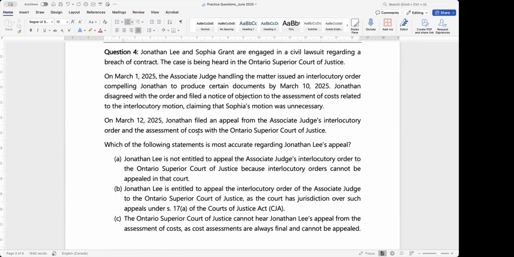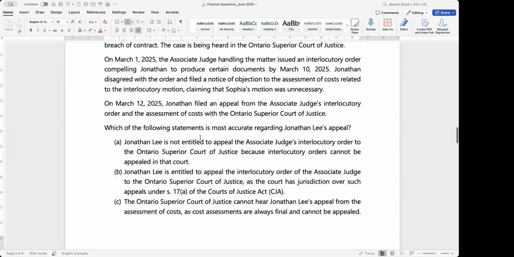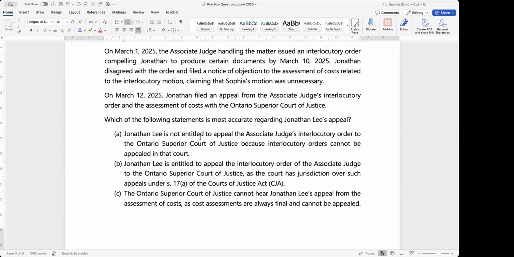Jonathan Lee and Sophia Grant are engaged in a civil lawsuit regarding a breach of contract. The case is being heard in the Ontario Superior Court of Justice. On March 1st, 2025, the associate judge handling the matter issued an interlocutory order compelling Jonathan to produce certain documents by March 10th, 2025. Jonathan disagreed with the order and filed a notice of objection to the assessment of cost related to the interlocutory motion, claiming that Sophia's motion was unnecessary. On March 12th, 2025, Jonathan filed an appeal from the associate judge's interlocutory order and the assessment of cost with the Ontario Superior Court of Justice.